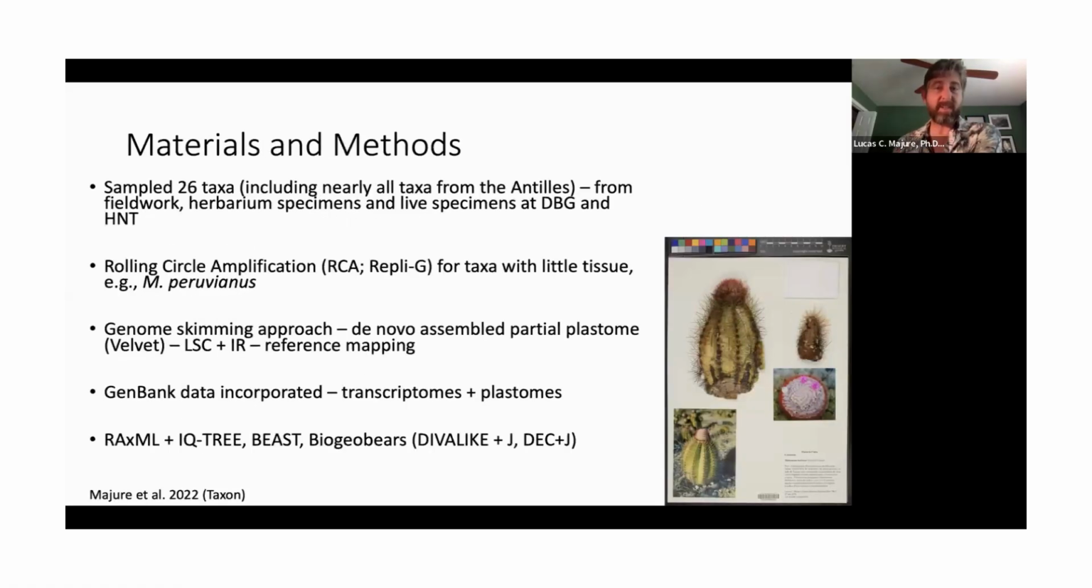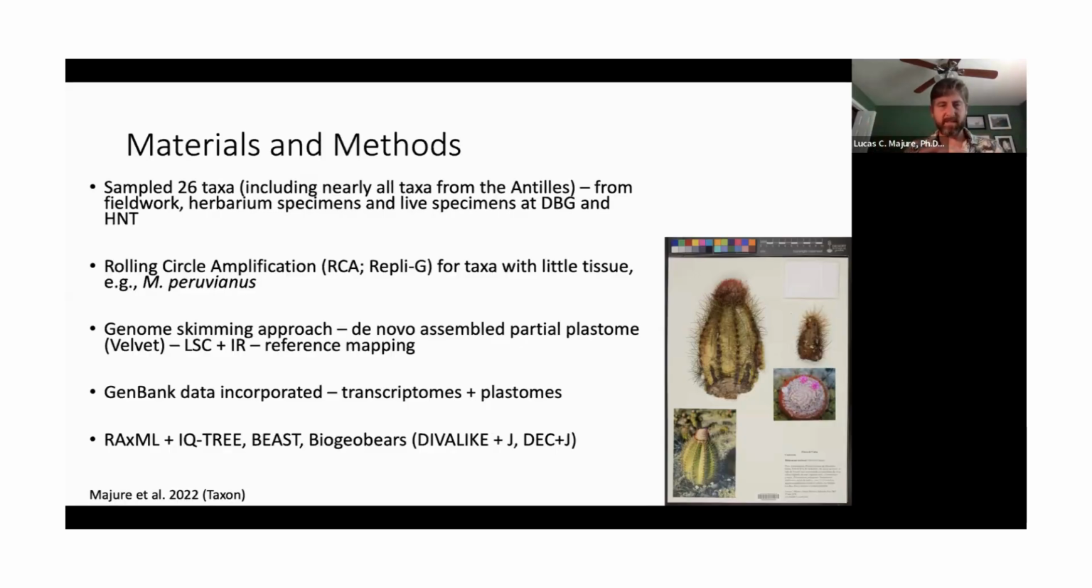And so we sampled 26 taxa. These are all from the Antilles. And these were taxa that we sampled from fieldwork, herbarium specimens, and then some live specimens from DBG and actually Huntington Botanical Garden. We used a specific method for some of these older herbarium specimens where we had almost no DNA. We used this thing called rolling circle amplification, which essentially just makes many copies of whatever small amount of DNA you have in the DNA extraction. We had to do that for some of these which had very poor DNA or quantity of DNA for some of the older herbarium specimens.